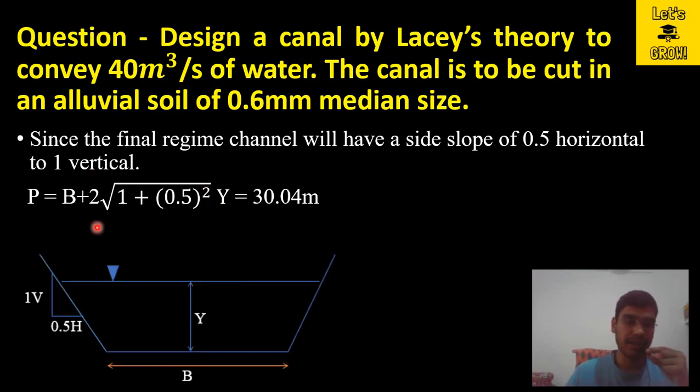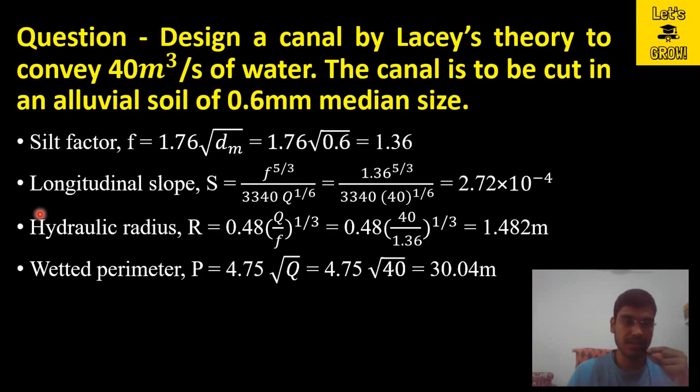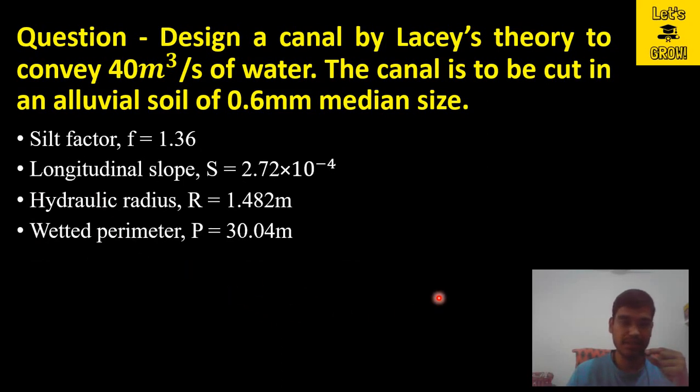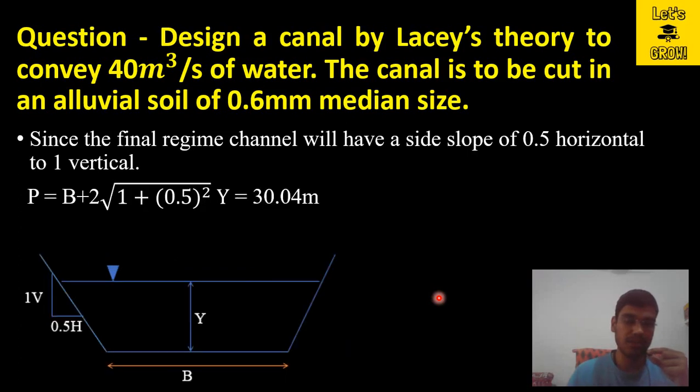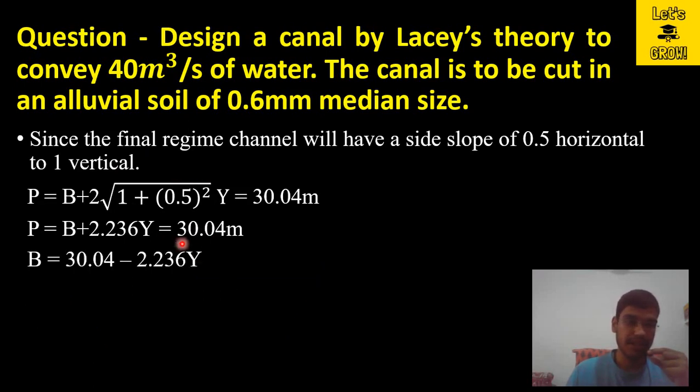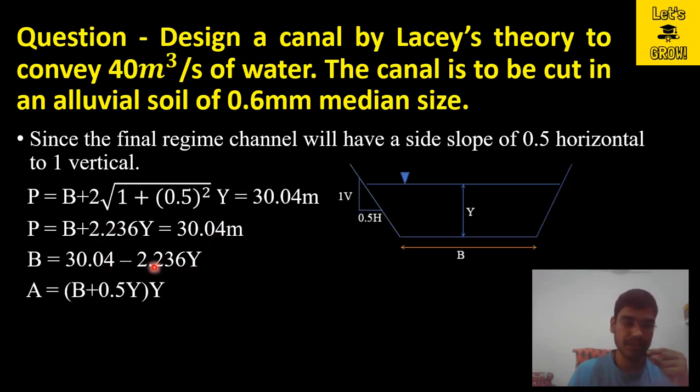So now, the wetted perimeter we have calculated earlier using the formula 4.75 under root q, and the value of P was 30.04. So we will use the value of that P, 30.04 meter, here, and upon calculation and simplification, you can see this equation here. The value of b is equal to 30.04 minus 2.236y. So this is our equation 1.